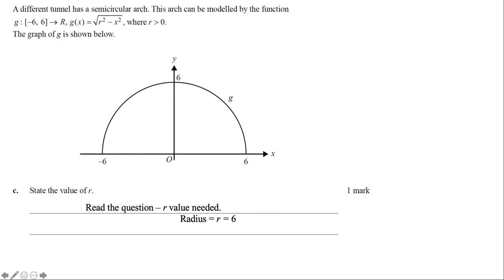A different tunnel has a semicircular arc. This arc can be modeled by the function from -6 to 6, g of x equals root r squared minus x squared. Notice that r is the radius. r squared is the radius squared. The value of r is simply 6.